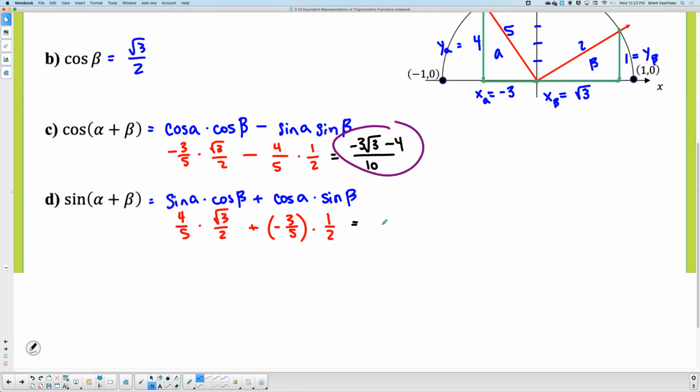Again, do we have a common denominator? Yes. Our denominator is 10. I have this time 4 square roots of 3 plus a negative makes it a minus. 3 times 1 is 3. And that would be the answer for part D.